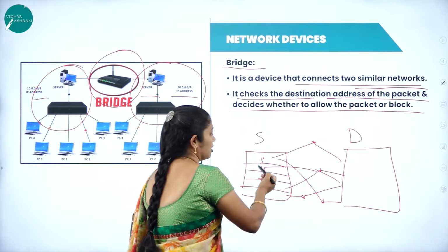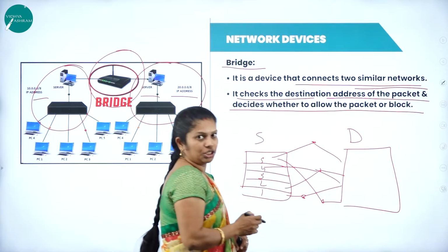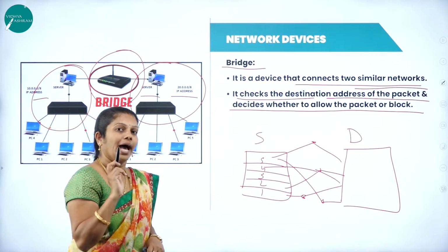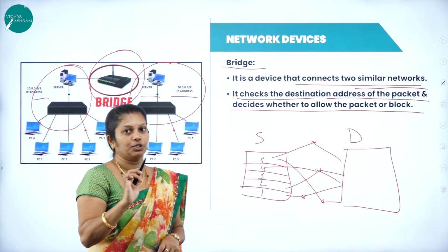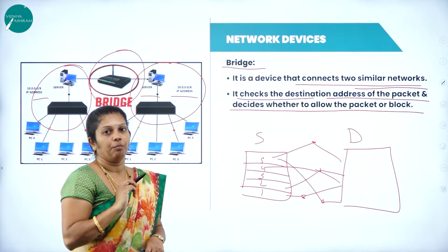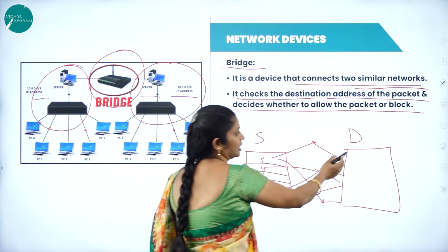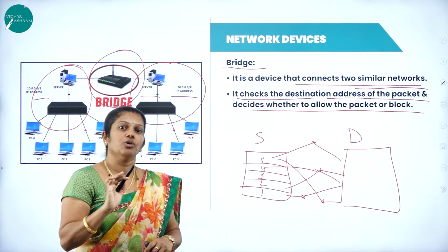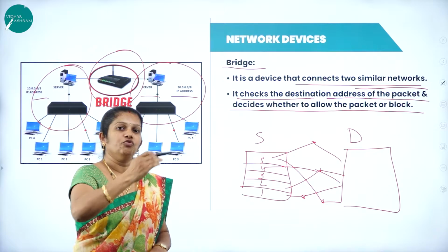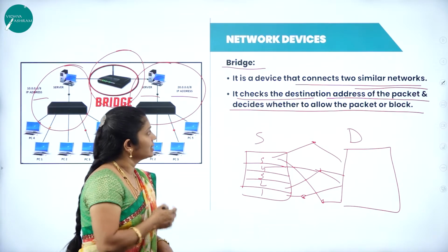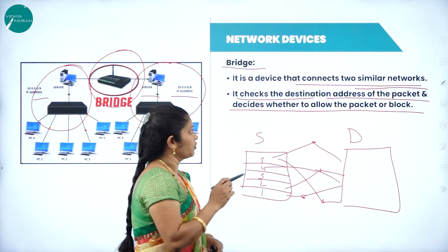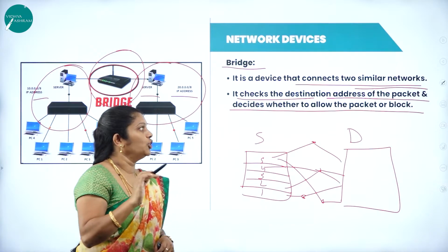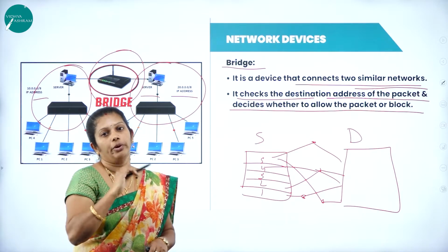Each packet has a source address as well as a destination address. That is, each system has an IP address. Especially here, each packet has an IP address. After reaching the destination, once again it will check whether it is a matching destination or not. If it does not match, then it will move once again. It checks the destination address of the packets and decides whether to allow the packets or to block the packets.